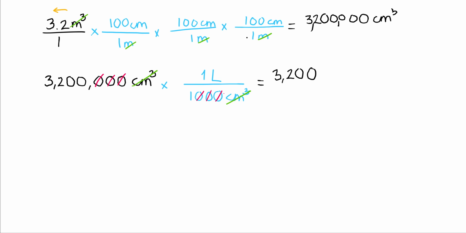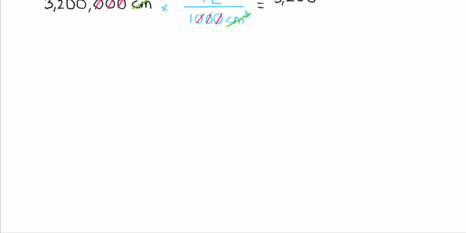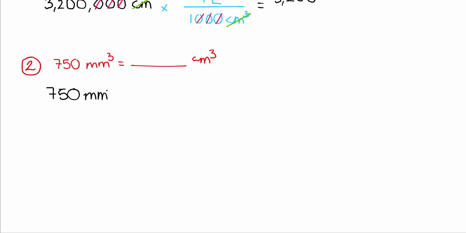Okay, let's do another example. This example talks about that we have 750 cube millimeters, and it's going to be equal to something cube centimeters. And if we do that, it's going to be 750, and I'm going to times it by, I know that 1 centimeter is equal to 10 millimeters, so I'm going to do this 3 times.